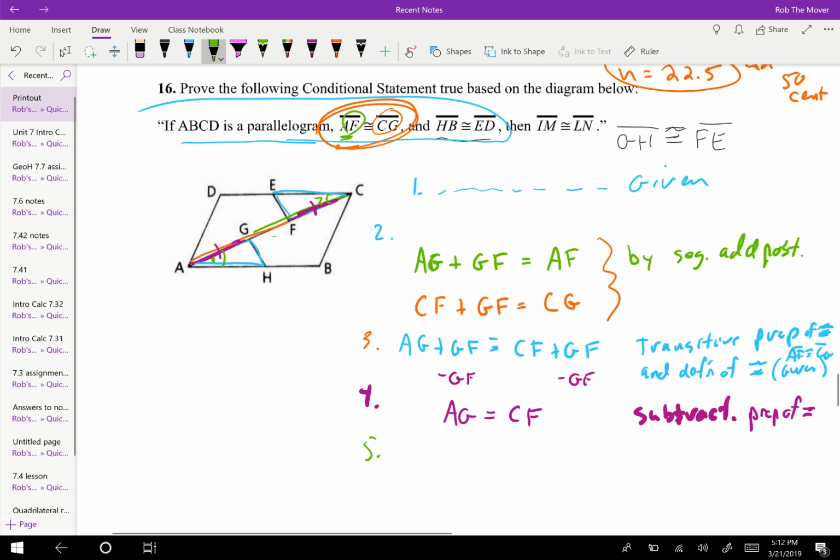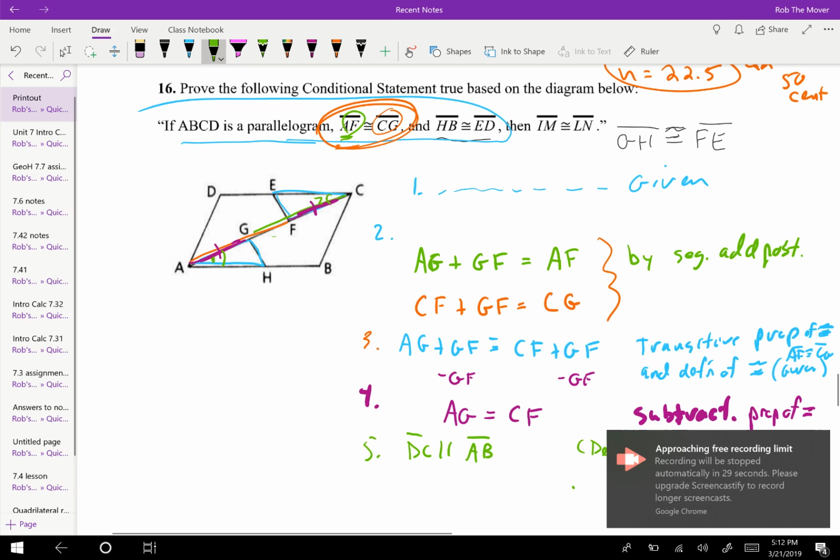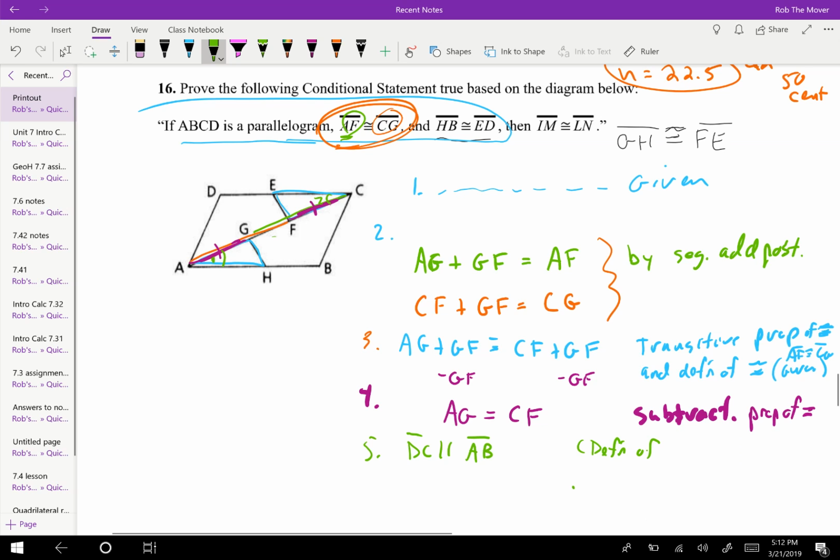So I need to state lines DC and AB are parallel. DC is parallel to AB by definition of parallelogram. So then angle 1 is congruent to angle 2, alternate interior angles congruent from parallel line theorem.